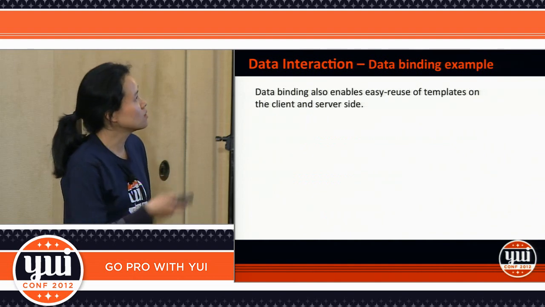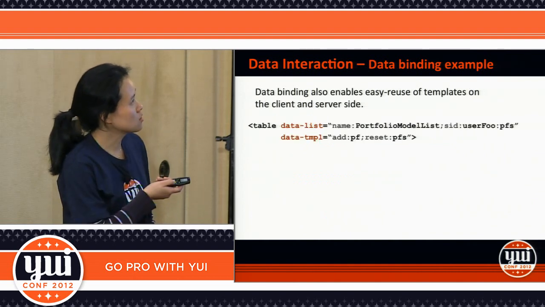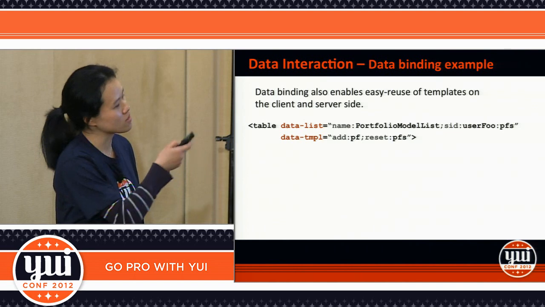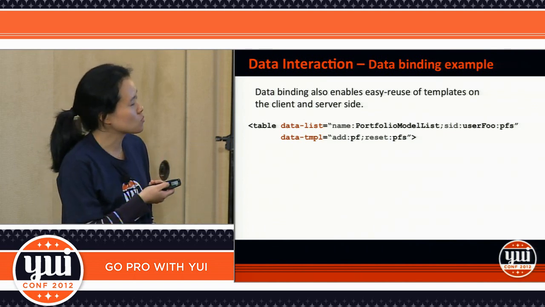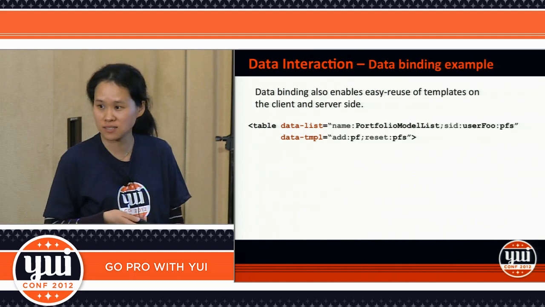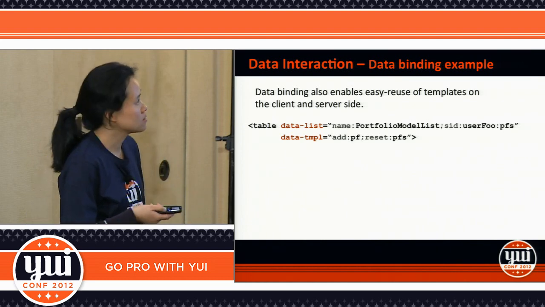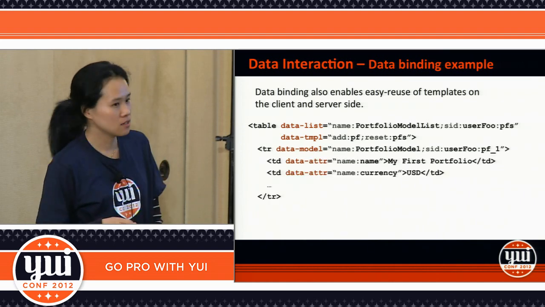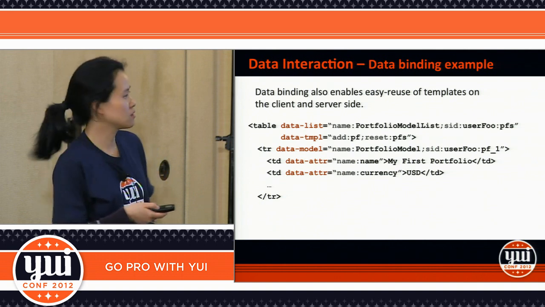Another example is using a template, something I didn't call out. Having templates is really cool because you can actually share templates on both the client side and the server side. So this is an example of how you use a template to update a model list.